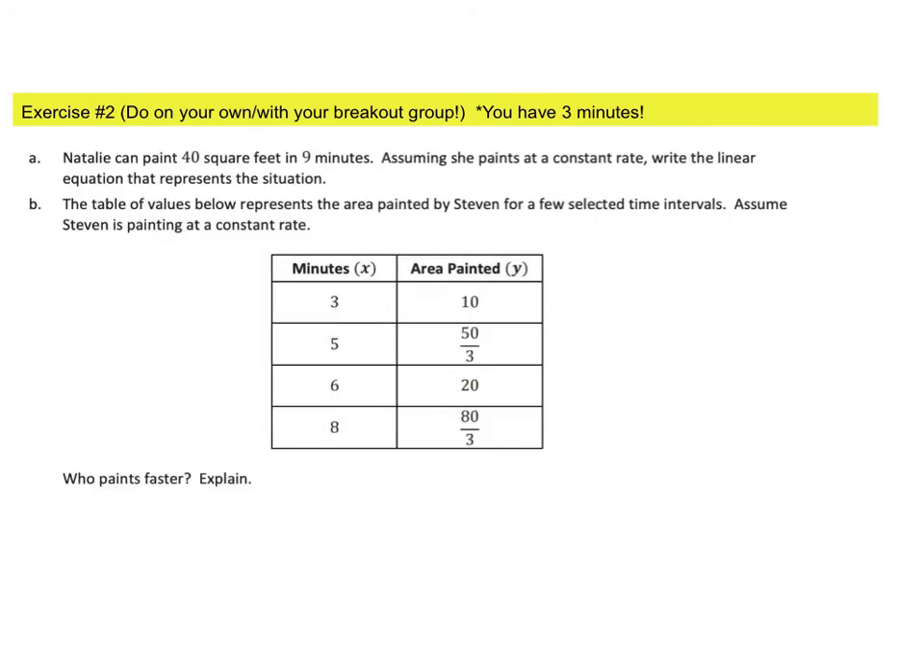All right, exercise number 2. Please do this with your group. It says Natalie can paint 40 square feet in 9 minutes. Assume she paints at a constant rate. Write the linear equation. Remember, minutes is time, so this is our x. This is our y. So please find y divided by x. And then it says the table of values below represents the area painted by Stephen. I would choose this first row and just do y divided by x because it's the only row that doesn't have a fraction. And then at the bottom, please tell me who paints faster and explain why.